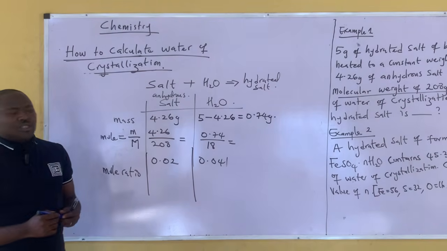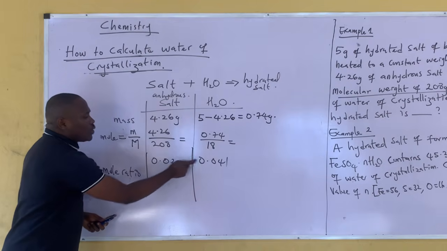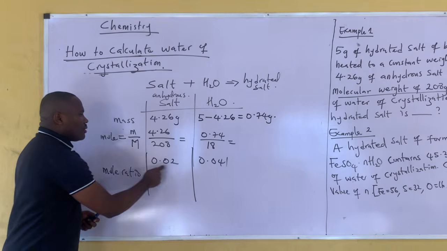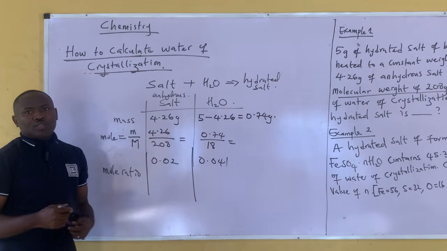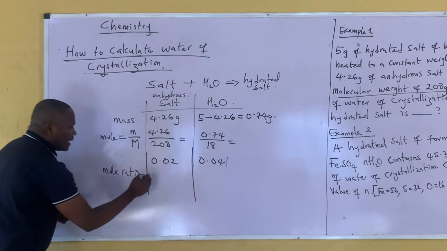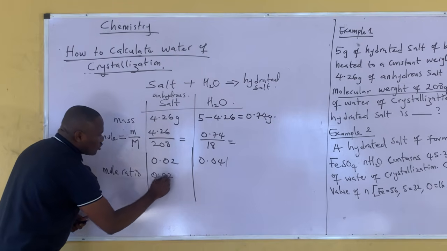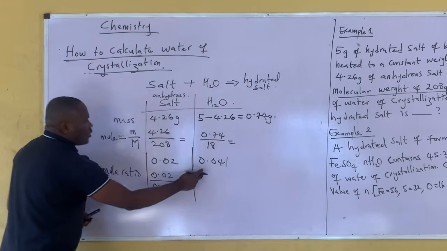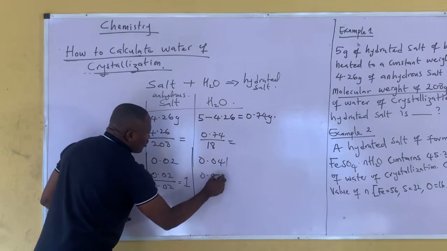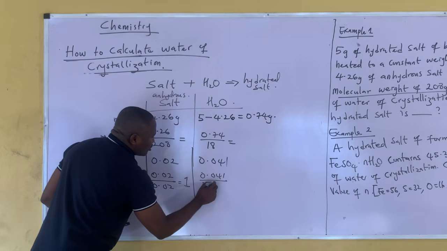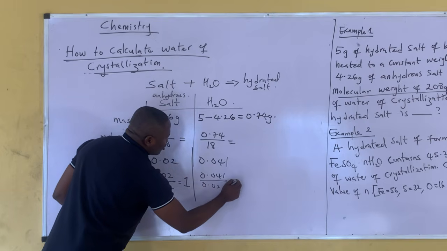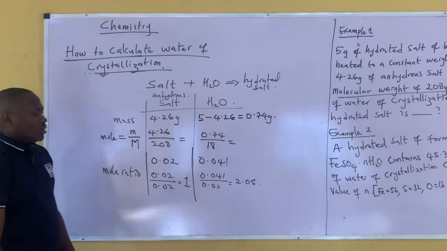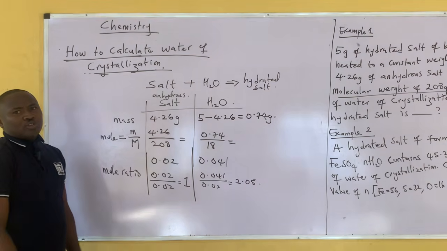We said the mole ratio is to divide each of the moles by the least number of moles. So what's the least number of moles here? 0.02 is the least number of moles. So I have 0.02 over 0.02. The answer is 1. While here I have 0.041 over 0.02. The answer is 2.05. Now this is 2. This is not a problem. You don't need to approximate.